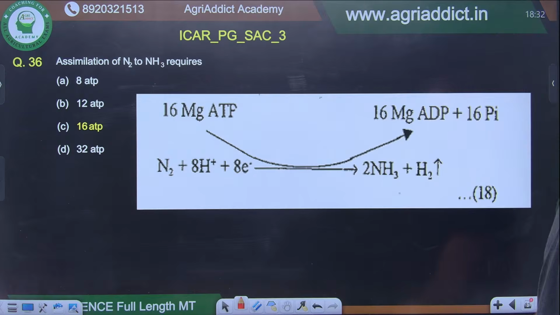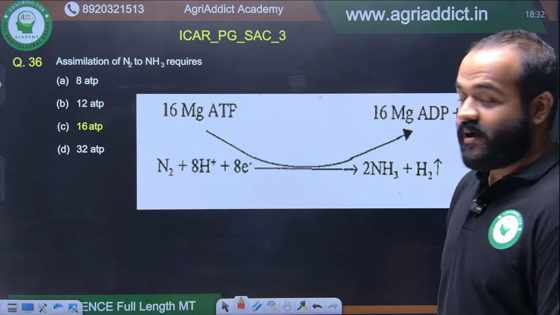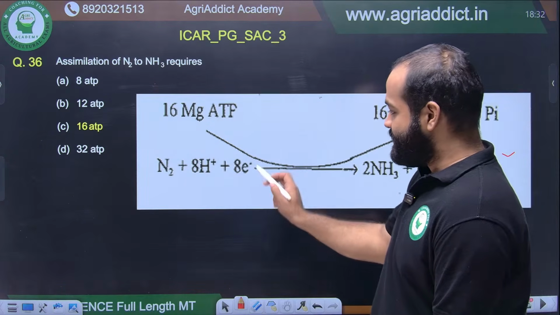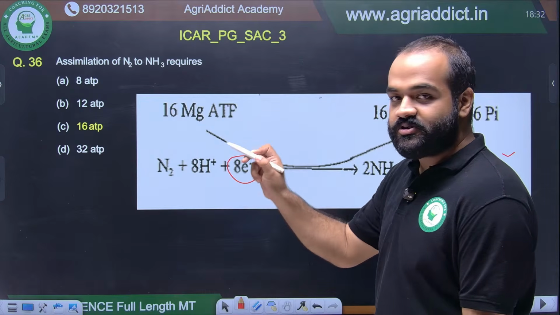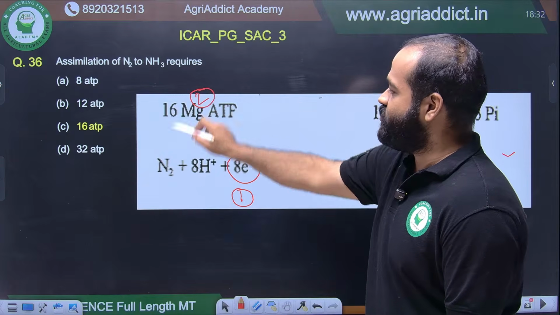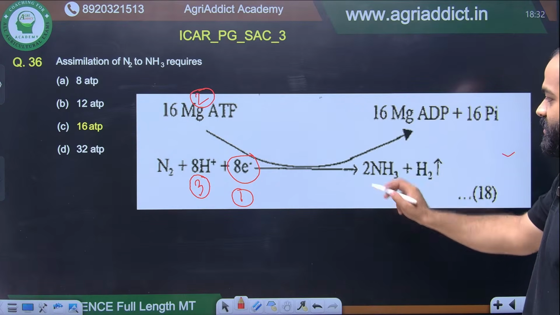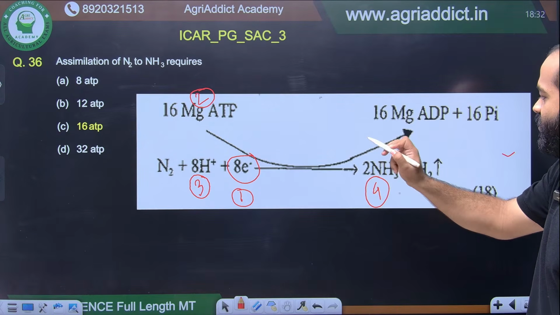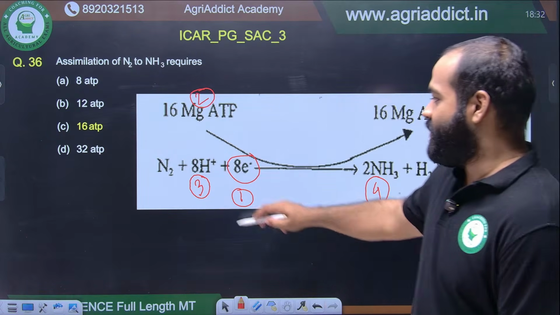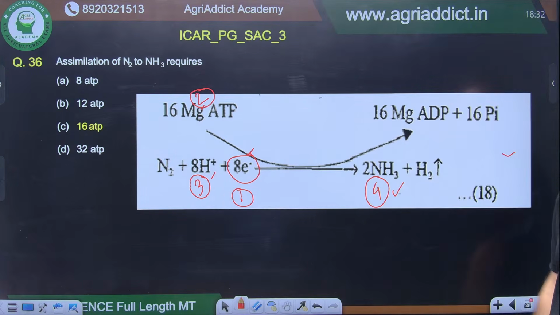Here, this is the reaction that has been taken from old ISSS. What all you have to remember here? Only through this equation you have to remember lots of things. All right, I will tell you everything. Number of electrons, this has also been asked. This is question number 1. Number of ATP, question number 2. Number of hydrogen ions, question number 3. Number of moles of ammonia produced, question number 4. So from this simple equation, 4 questions can be asked: number of ATP, number of electrons, number of hydrogen ions, and moles of ammonia formed.